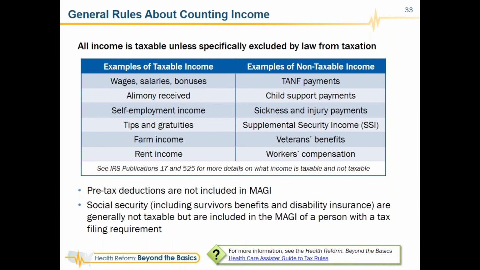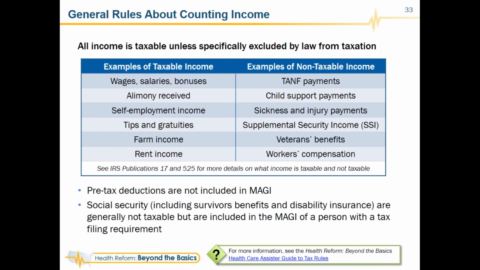In general, assume that all income is taxable, unless there's a law that says it's not. So examples of taxable income include wages, salaries, bonuses, even that holiday bonus at the end of the year, alimony that you receive, self-employment income, no matter how informal it is, tips, gratuities, farm income, rental income. All of those are types of taxable income that should be included on your marketplace application.